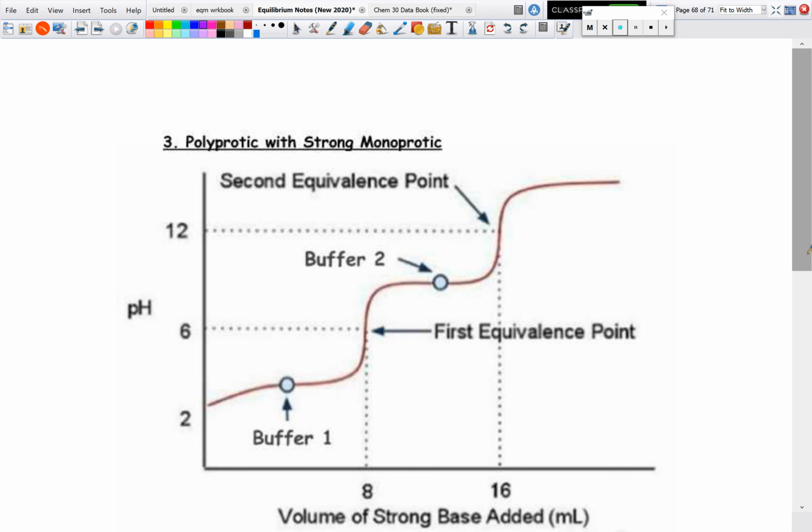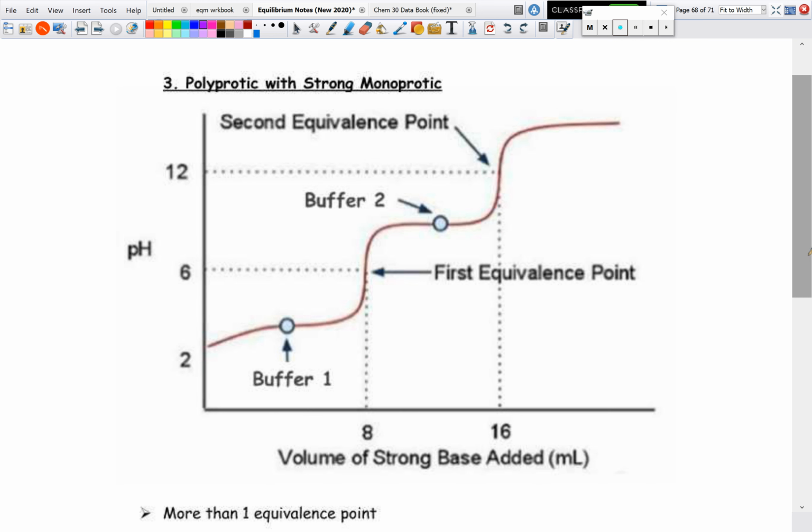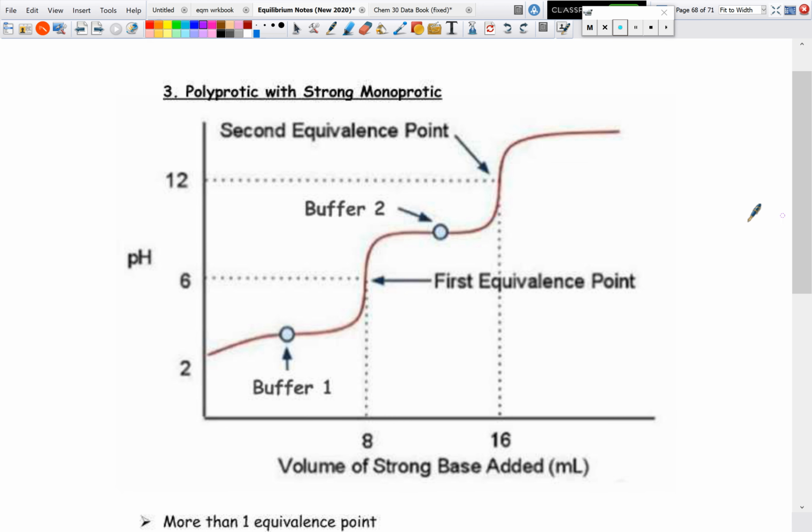Now, last but not least, just looking at some of these curves, if we have a polyprotic substance, depending on what we have right here, we can get different regions. So this is where we can tell we have 1, 2 equivalence points. So this is a diprotic acid for our sample, right? Because it's starting weak right here.